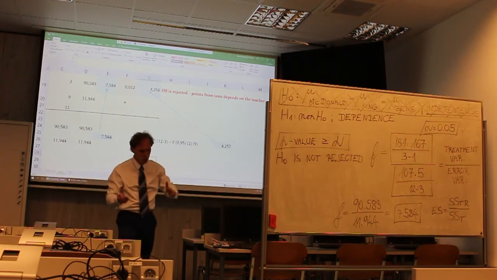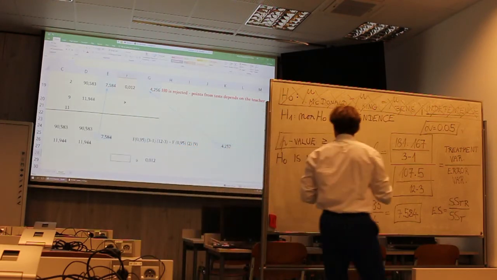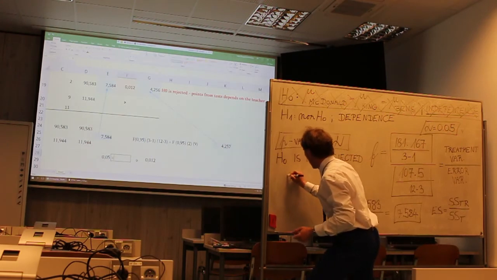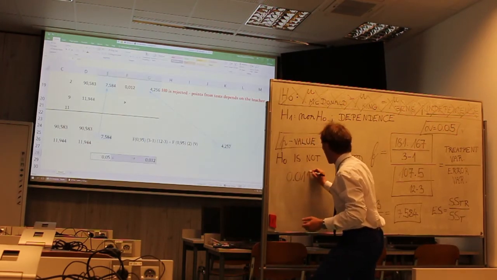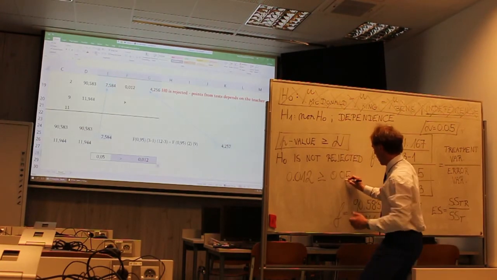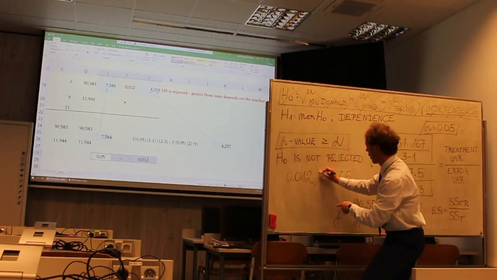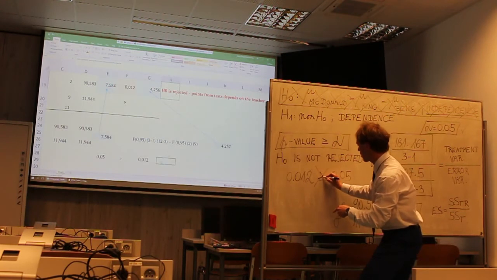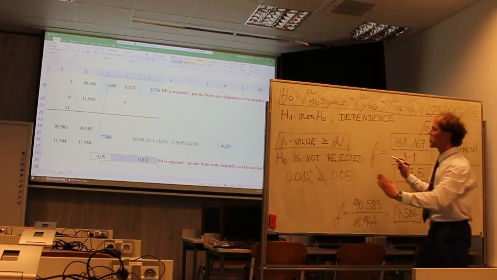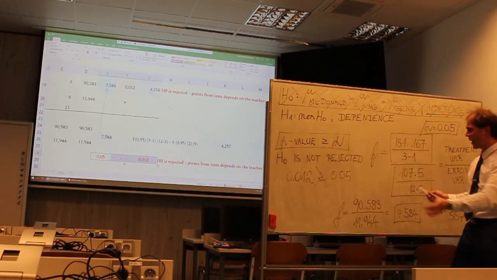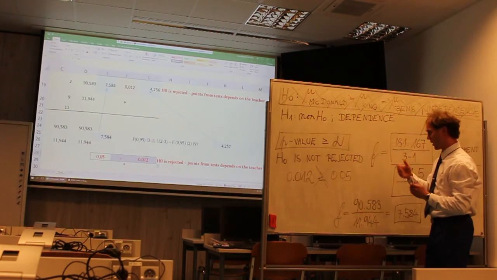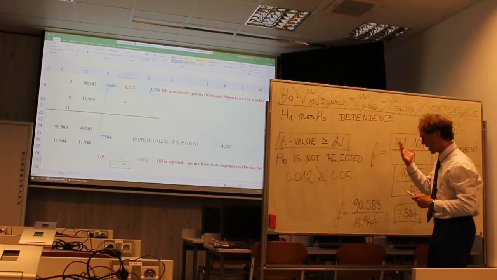Here there is 0.012. This is smaller than 0.05. 0.012 is not higher than or equal to 0.05. This inequality is not true. So H0 is rejected at this level of significance, the 5% significance level.